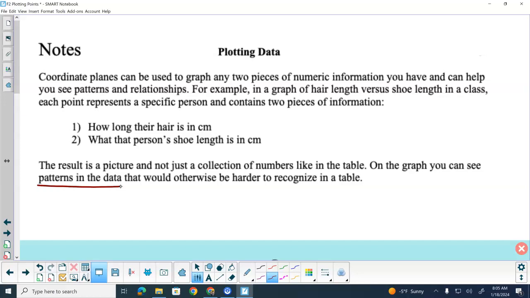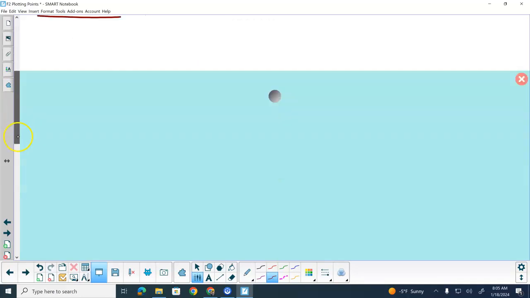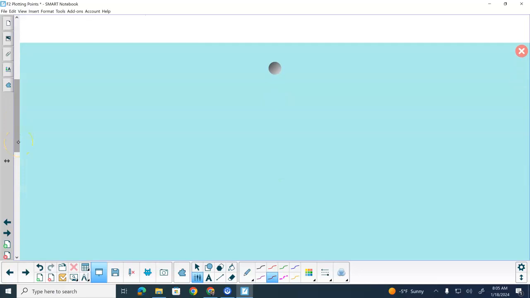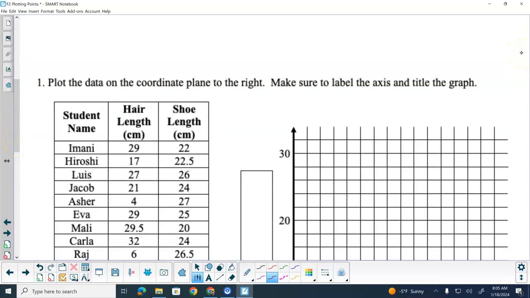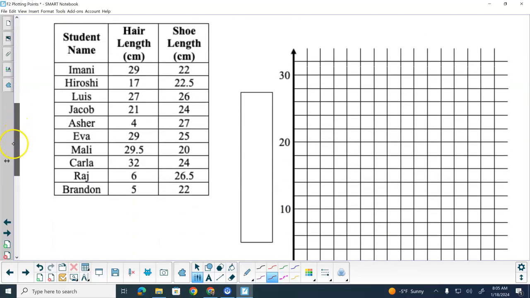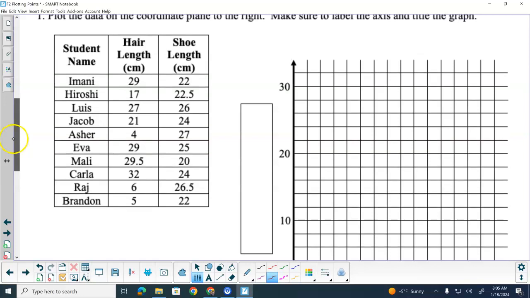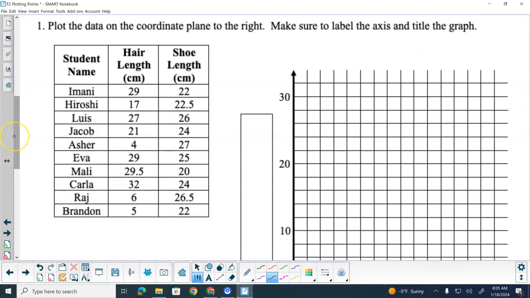Okay? So how we're going to go about doing that is we're going to look at this. So we're going to do hair length versus shoe length. Okay? So we're going to compare their hair. We're basically trying to see if there's a relationship between the length of a person's hair and the size of their feet. Okay? Right? Okay?